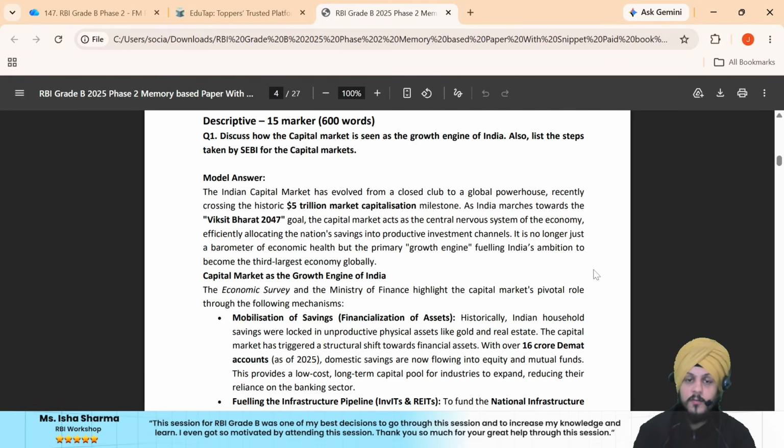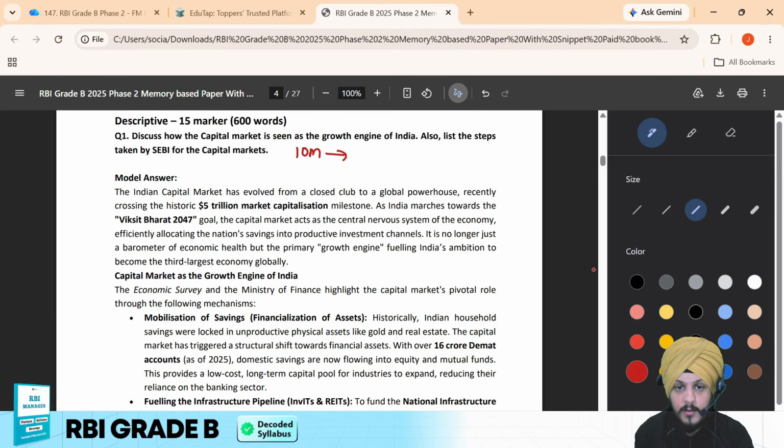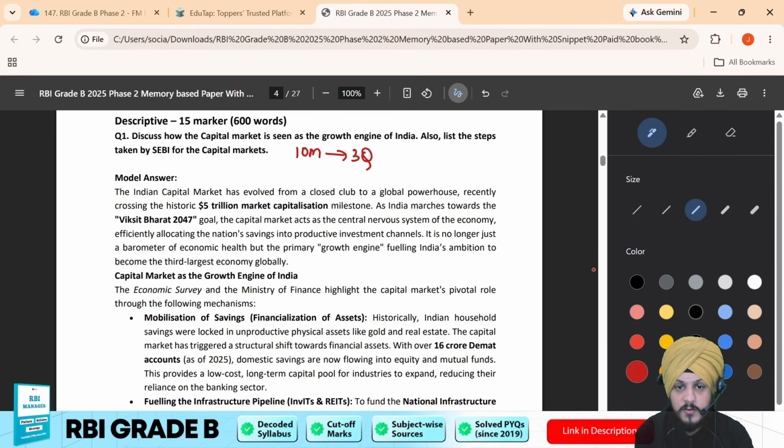So now it's time for the descriptive paper, and let us see what questions were asked as far as the descriptive paper is concerned, right? So let me give you an overview. So in the 10 marker from finance, 3 questions were asked, which means all the questions were from finance only.